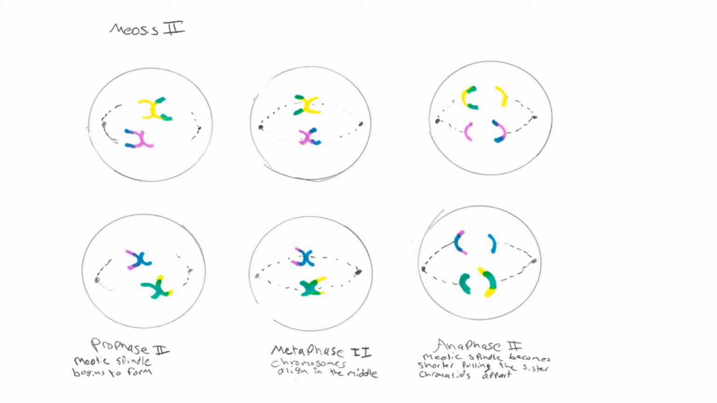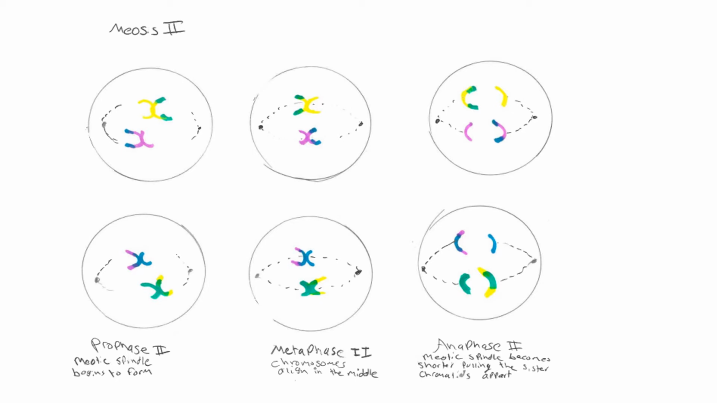In this case, we're talking about metaphase 2 of meiosis 2. What happens during metaphase is that the chromosomes align in the middle, and the meiotic spindle attaches to each of those chromosomes. Once this happens, the cell is going to go on to anaphase 2 of meiosis 2. What happens with anaphase is that the meiotic spindle becomes shorter and shorter, and it separates those chromosomes.